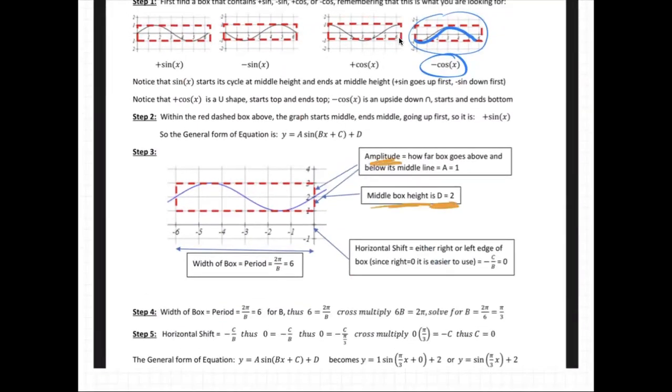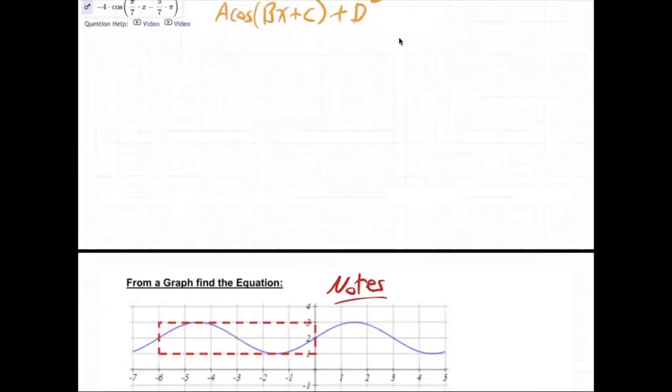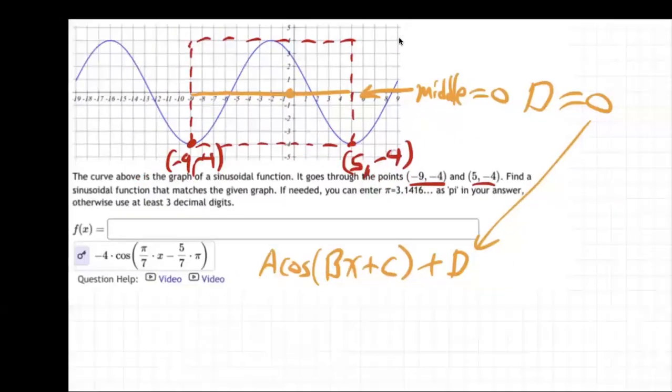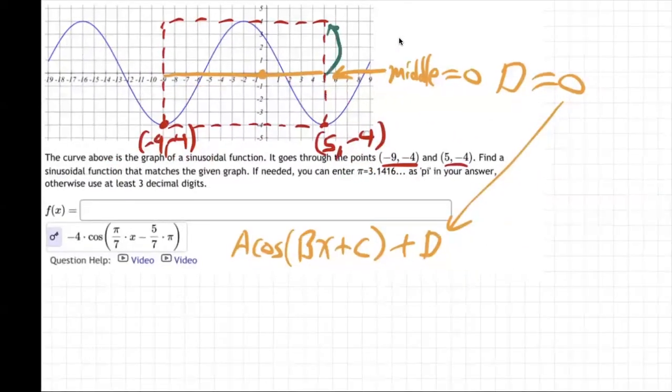And then the amplitude is how far the box goes above and below the middle. That's A. How far does the box go above and below the middle? Just count them. 1, 2, 3, 4. It goes up 4 and down 4. So that's A. Now, we actually know it's -4. How do we know that? Because we already decided it's a negative cosine. So I should have just put a negative there, right?